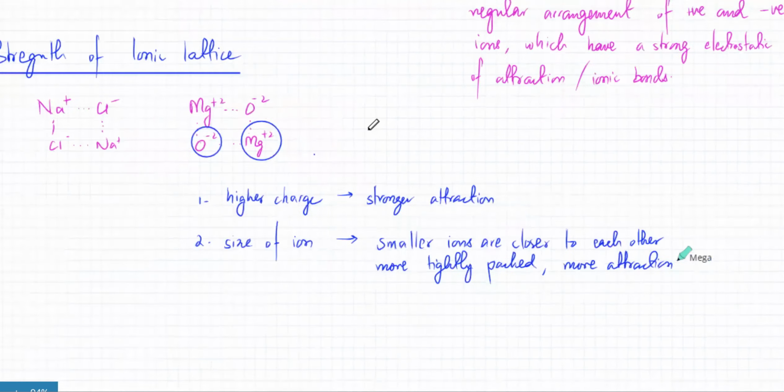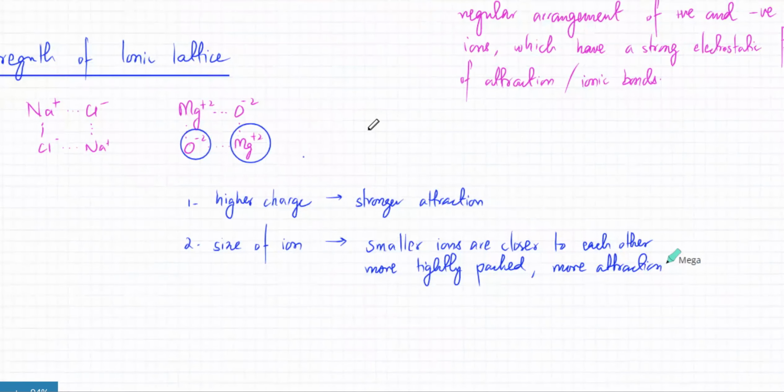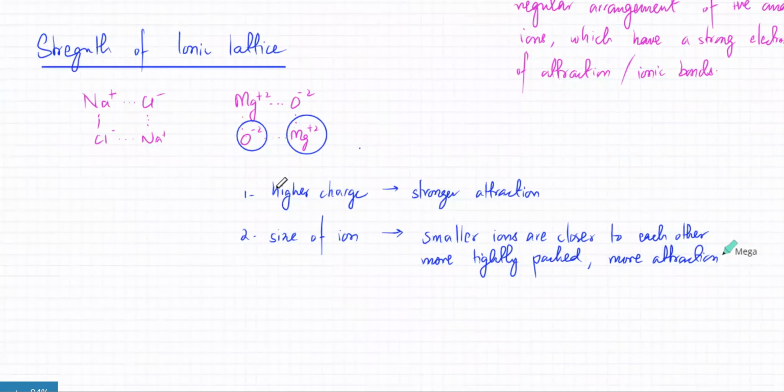So you've got two main factors. One is higher charge, and the other one is the size of ion. I'm going to write it as smaller ion. The smaller the ion, the greater the charge, it's going to be more. The ionic lattice formed would be a lot stronger. The ions would attract each other with a lot more force. Is this clear?